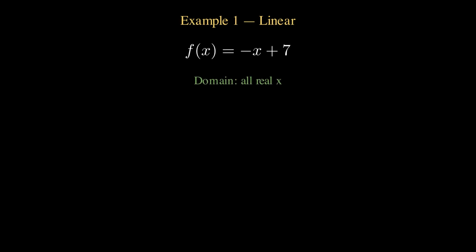Next, we will level up: a line with no walls, then a rational with one x-hole, then a square root with both domain and range caps. Example 1. A linear function like f of x equals negative x plus 7. You can plug in any real x, so the domain is all real numbers. The range is also all real numbers, because a non-constant linear function eventually reaches every height as x varies.